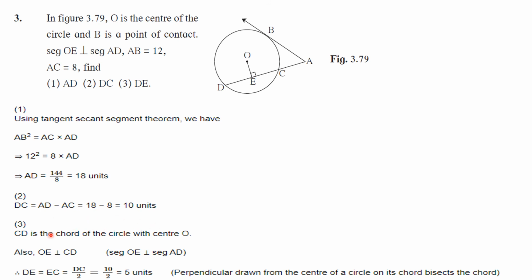So substitute the value. CD is a chord of a circle with center O. OE is perpendicular to DC. So DE is equal to EC. Perpendicular from the center to the chord bisects the chord. So here EC is 5 units. Perpendicular drawn from the center to the chord bisects the chord.